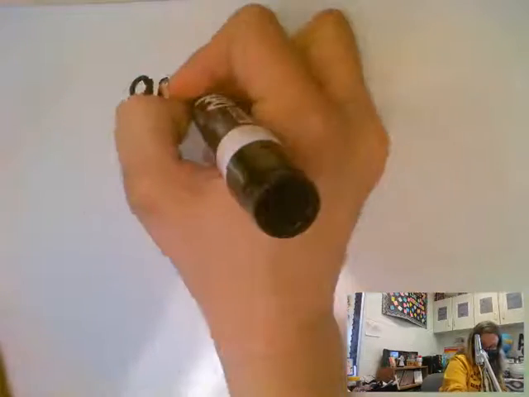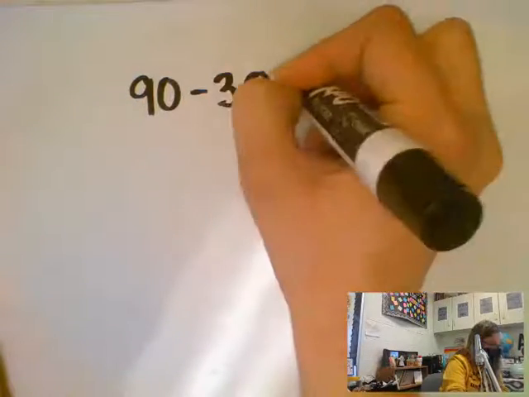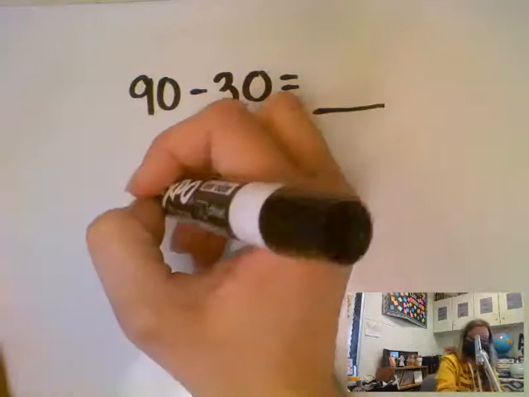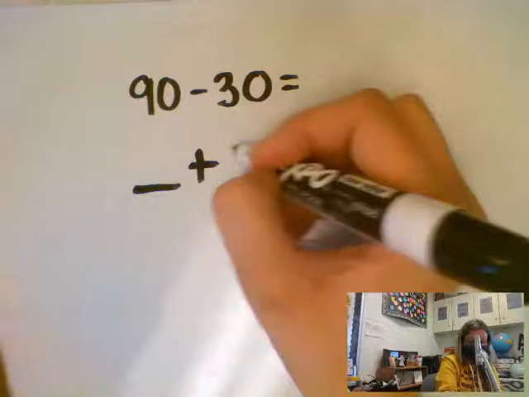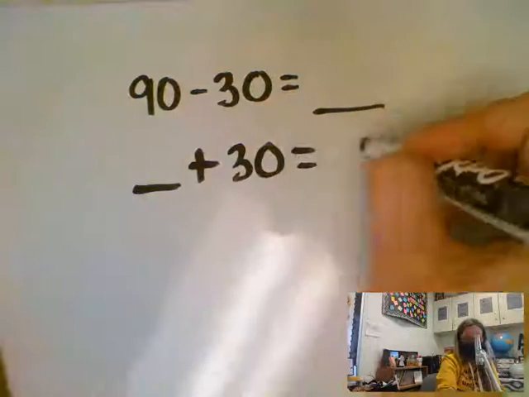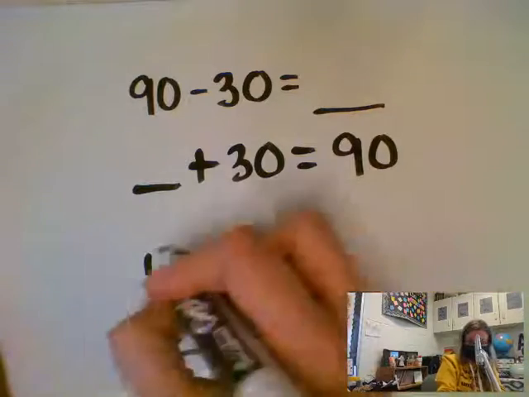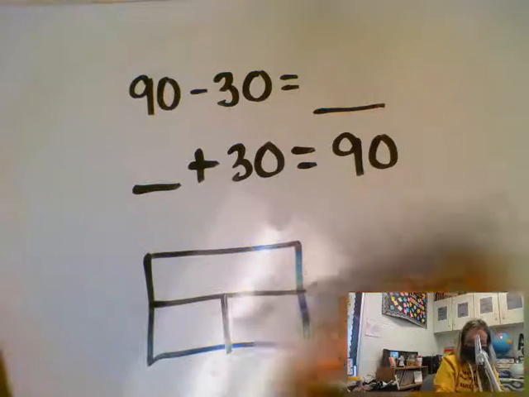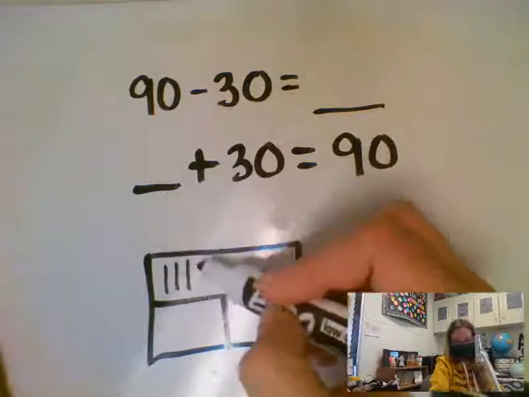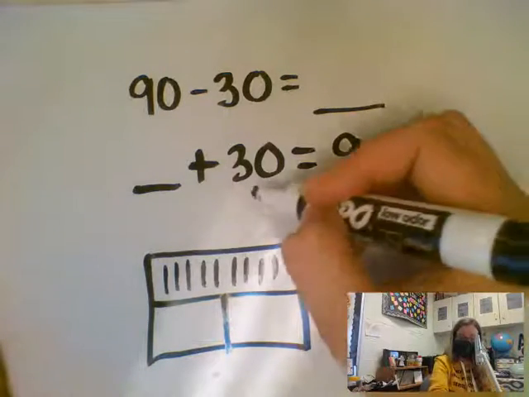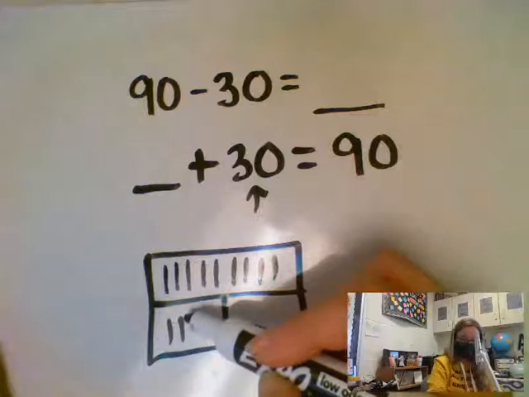Looking at number 6, we have 90 minus 30. 90 minus 30 equals some number that we don't know. And it says to solve that, we can say that number plus 30 will get us to 90. So our sum or our whole is 90: 10, 20, 30, 40, 50, 60, 70, 80, 90. One of our parts is 30: 10, 20, 30.